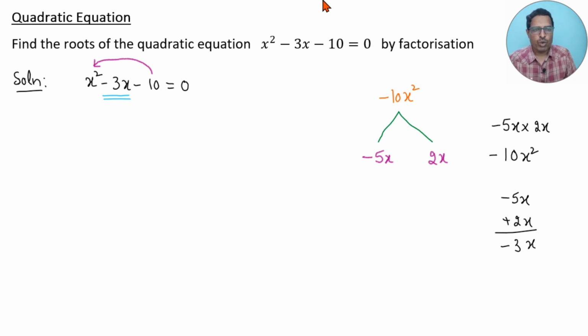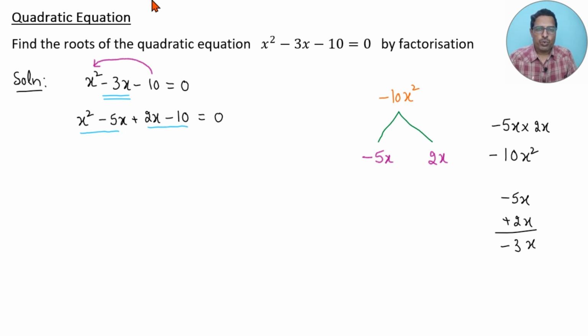So let me write down. Once we have got this one, we will write down x square. In place of this minus 3x, I am writing down minus 5x plus 2x, and this minus 10 as it is, equals to 0. Now let us try to group the first two values and the last two values.